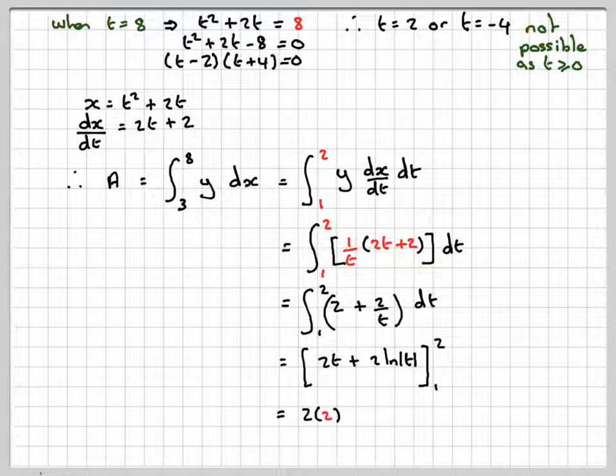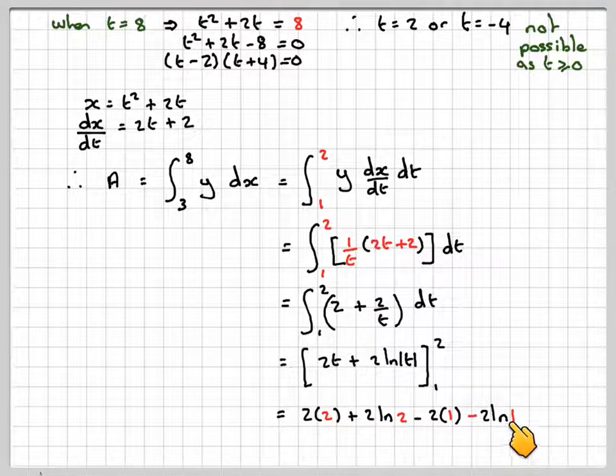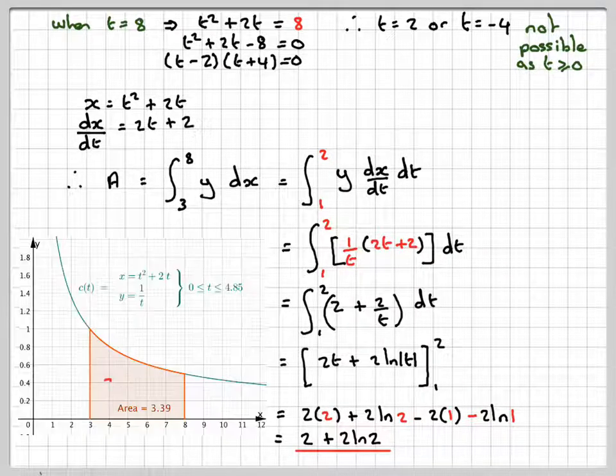Putting in the limits, we're going to get 2 times 2 plus 2 ln of 2, minus 2 times 1 minus 2 ln of 1. Well, ln of 1 is 0, and therefore we're going to have 4 take away 2, which gives me 2 plus 2 ln of 2, and that is the same as 3.39 approximately.